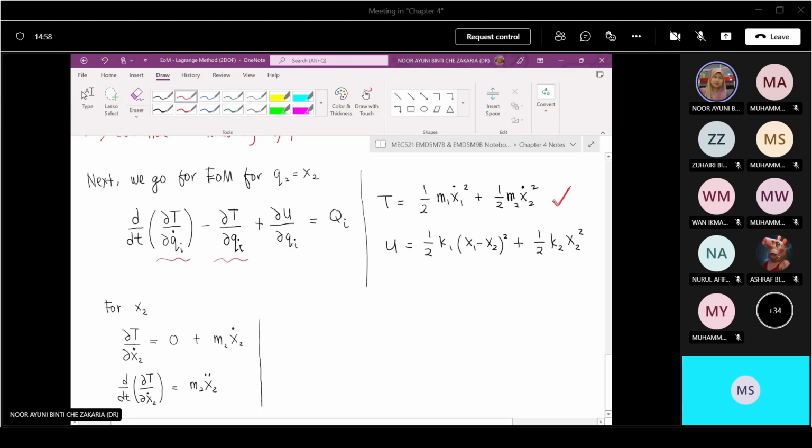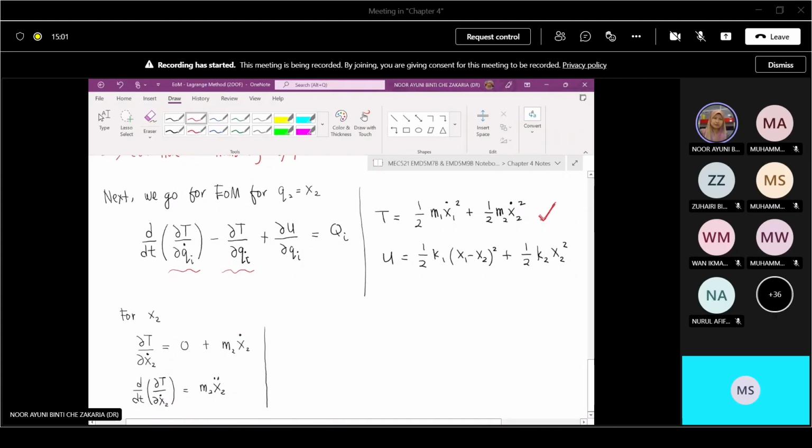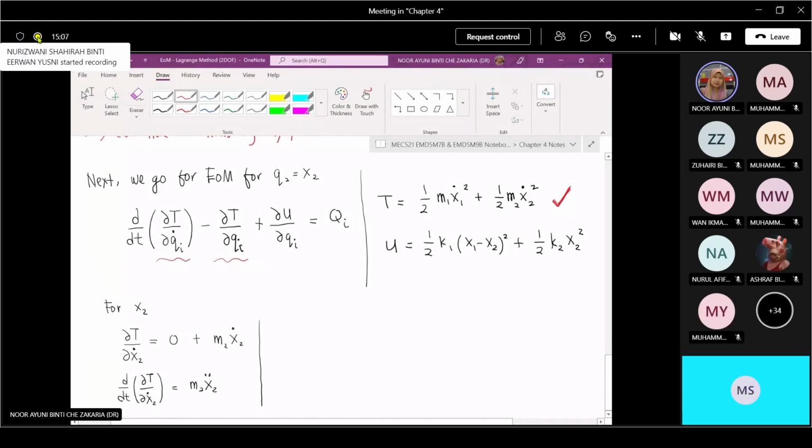Partial derivation of kinetic also on x2. So tengok sini masih dalam T. We have T with x2 displacement. In kinetic we don't have any displacement, so it's 0 lah. And then finally we go for potential. So partial differentiation of potential energy, currently we are focusing on x2 displacement.